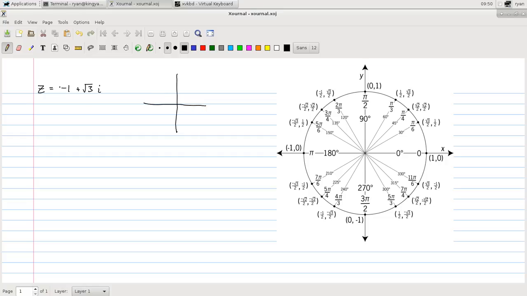And our real component is -1. So we're going to go 1 unit to the left. And the imaginary component is radical 3. So from here, we're going to go radical 3 upward.